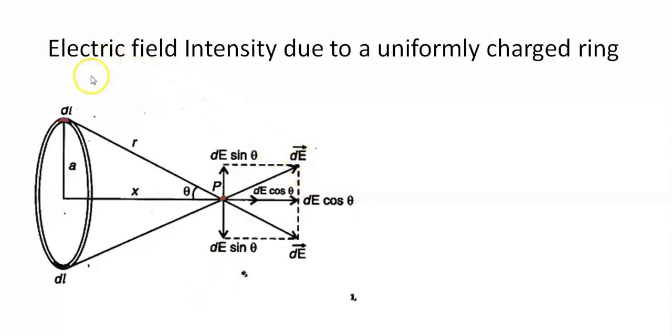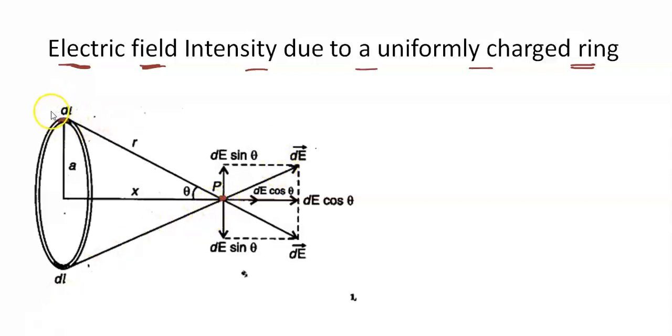Now we have to find the electric field intensity due to a uniformly charged ring. Here we have a uniformly charged ring, and we have to determine the electric field intensity due to this uniformly charged ring at an axial point of the ring. This is the axial point, and at this point we have to find it.